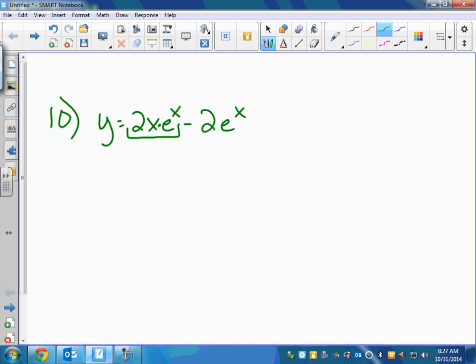Don't need to do the product rule here because 2 is just a constant. If you have a constant in front with no x, you can just take the derivative and bring the 2 with it. If you want to do the product rule, you can, but the derivative of 2 is just 0, and so that's why you don't have to.